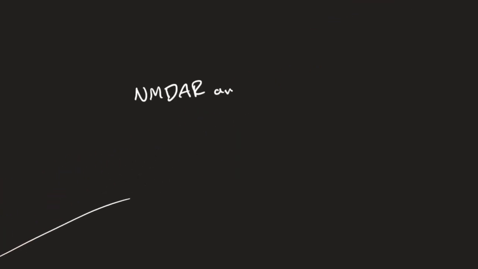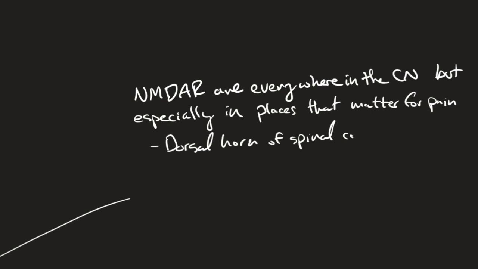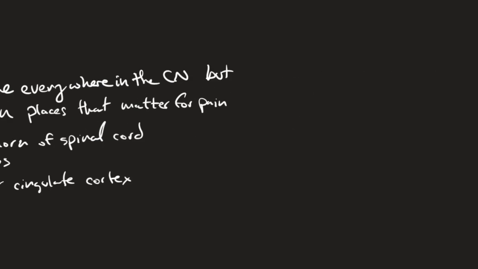So I know I've gone over this point a couple times, but I just think it's an important concept. NMDA receptors are widely distributed throughout the central nervous system. So ketamine's actions on NMDA receptors can occur in multiple areas.